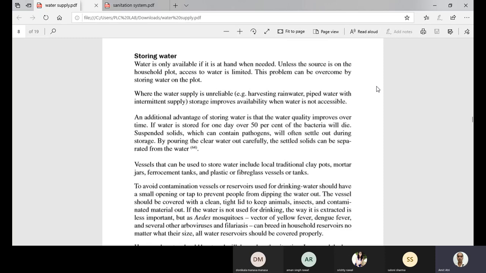Other options: rainwater harvesting, very predominant, and an emerging concept in the future. You will see that many such types of structures will be developed.